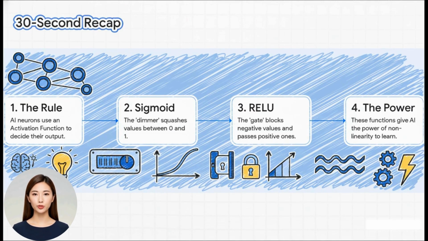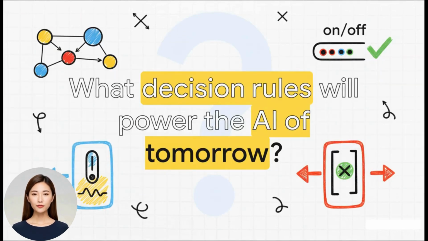So let's do a real quick recap. AI neurons decide what to do using an activation function. The sigmoid is like a dimmer switch, squishing values between 0 and 1. The ReLU is a gate, blocking all the negatives. And most importantly, these simple rules give AI the power of nonlinearity, which is the secret sauce that lets it learn.